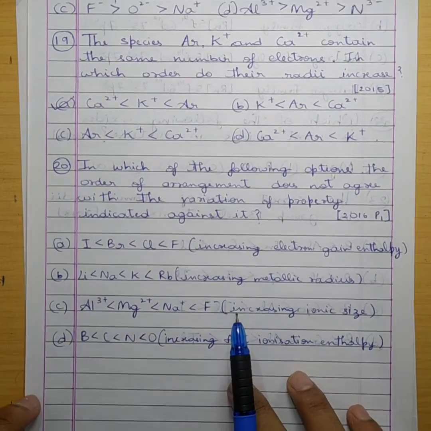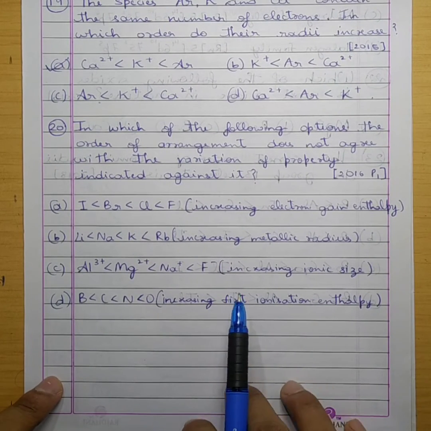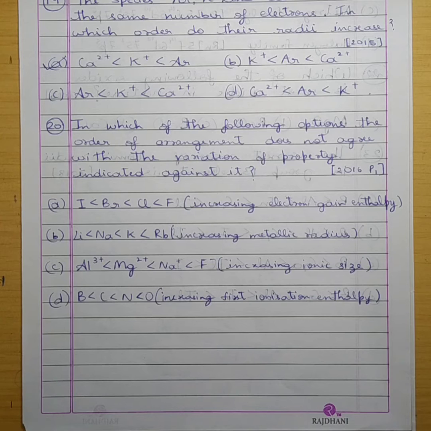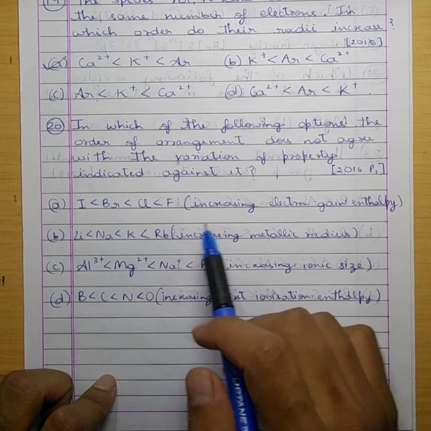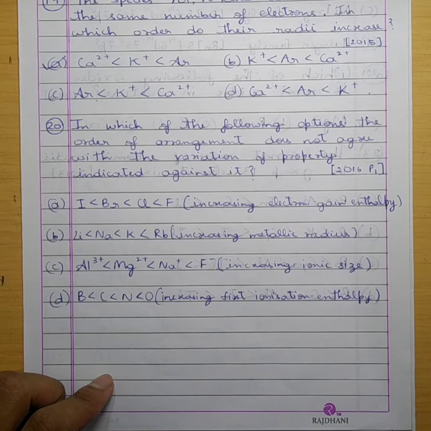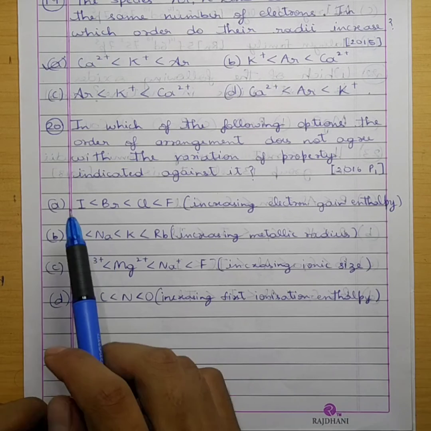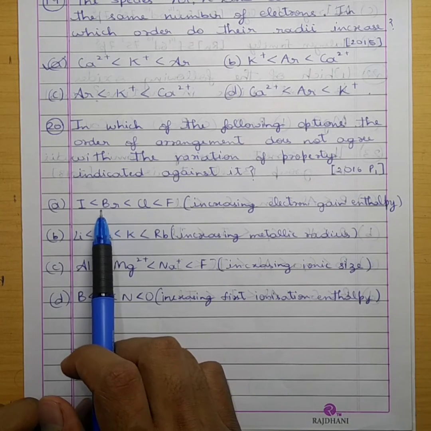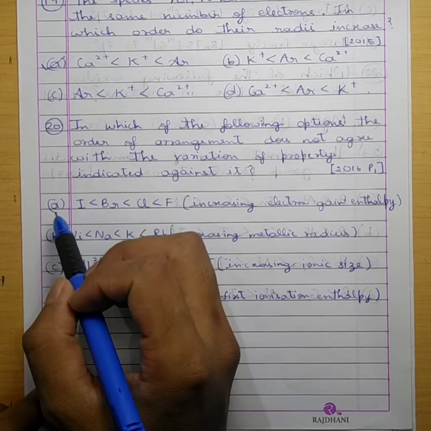20. In which of the following options does the order of arrangement not agree with the variation of property indicated against it? Option A, iodine, bromine, chlorine, fluorine. Iodine is less than bromine, which is lesser than chlorine, which is lesser than fluorine. Increasing electron gain enthalpy. The correct order for electron gain enthalpy is, first iodine, then bromine, then fluorine, then chlorine. So option A is wrong.